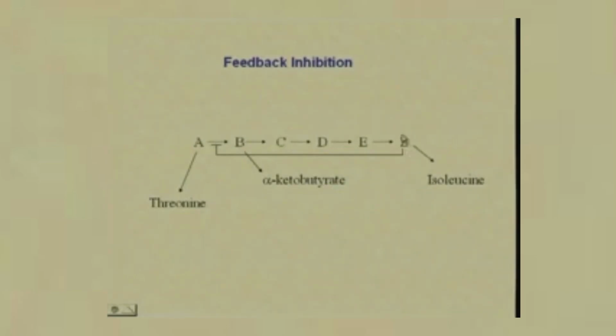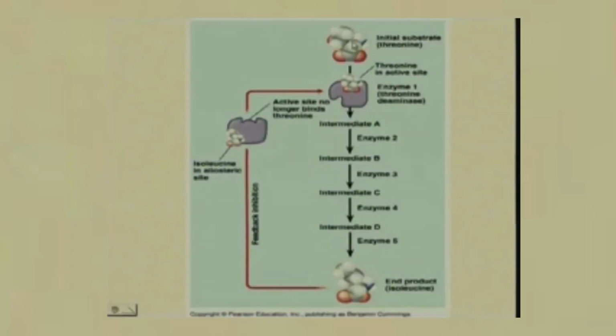But if you think of it, it's a regulation. You don't want too much isoleucine in the body. You don't want even too much threonine in the body. So there must be some other reaction that inhibits this. So this is exactly what has happened. We have the threonine. The threonine sits in the active site of threonine deaminase, and we have intermediates A, B, C, D finally forming our Z.